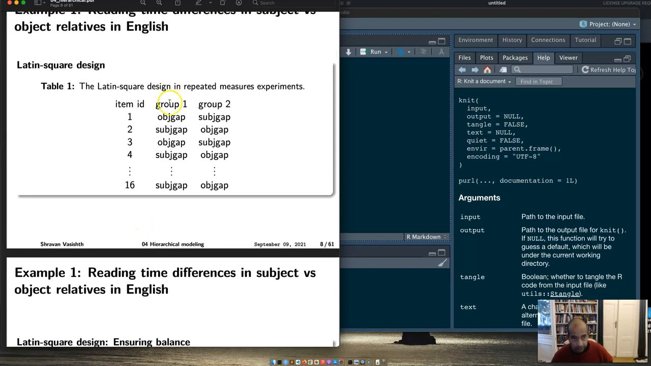And importantly, I'll have randomly assigned these guys to group 1 and group 2. So it's very important to make sure that you do this random assignment, because if you introduce some systematicity in the way you assign each subject to each group, you will introduce bias in your experiment, right?